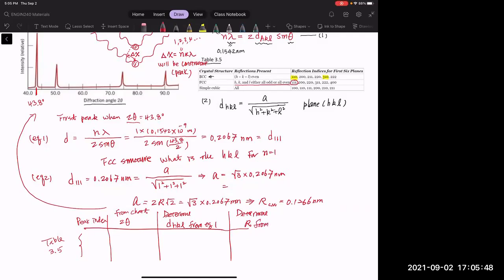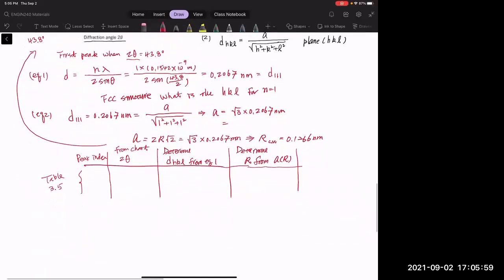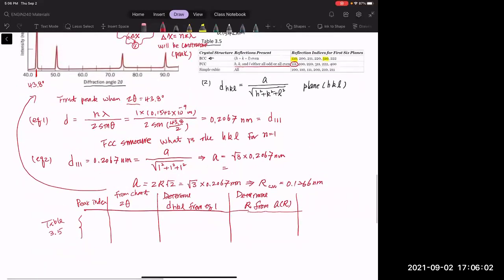And how do you find the R? You find the R by looking at how A is related to R. Depends on the structure. Let me show you how we get the second one. So here you look at table 3.5. The next one is 200, right? So I'm going to write 200 to be my next peak index. What is the angle? Well, the angle is the angle here. This angle is about 50.8. I'm going to write 50.8.